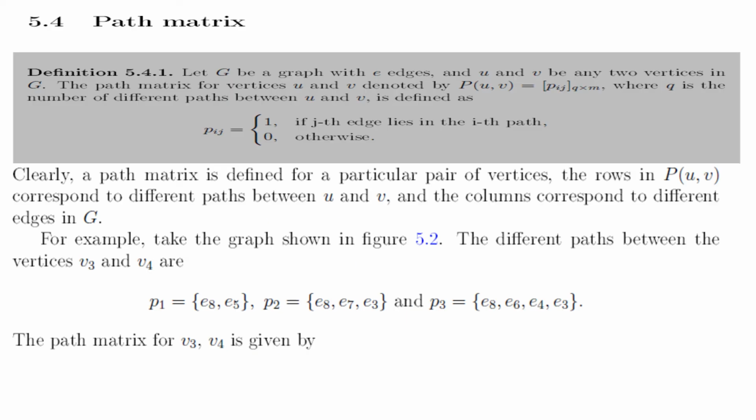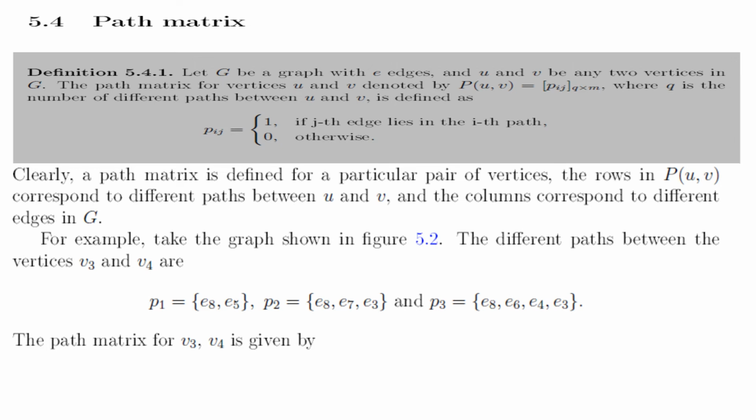Path matrix. Definition: let G be a graph with E edges and U and V be any two vertices in G. Then the path matrix for vertices U and V, denoted by P of UV, is the matrix Pij of order Q by E, where Q is the number of different paths between U and V, defined as: the element Pij is equal to 1 if the jth edge lies in the ith path and 0 otherwise. Clearly, a path matrix is defined for a particular pair of vertices.